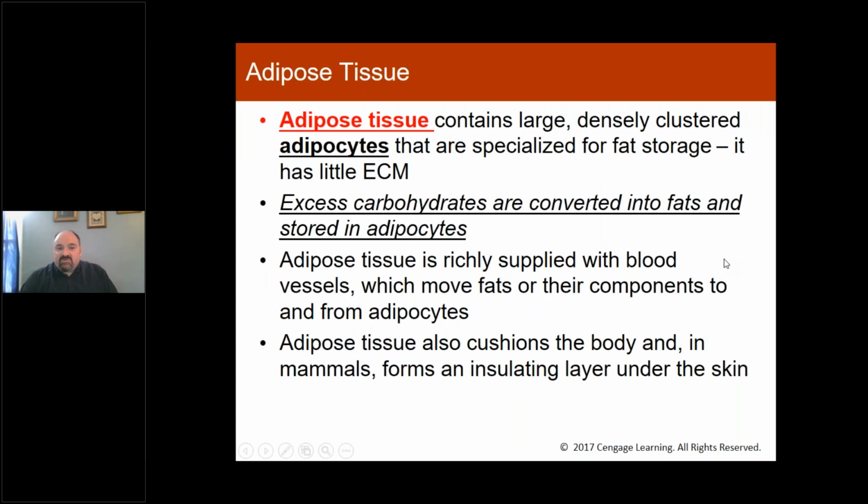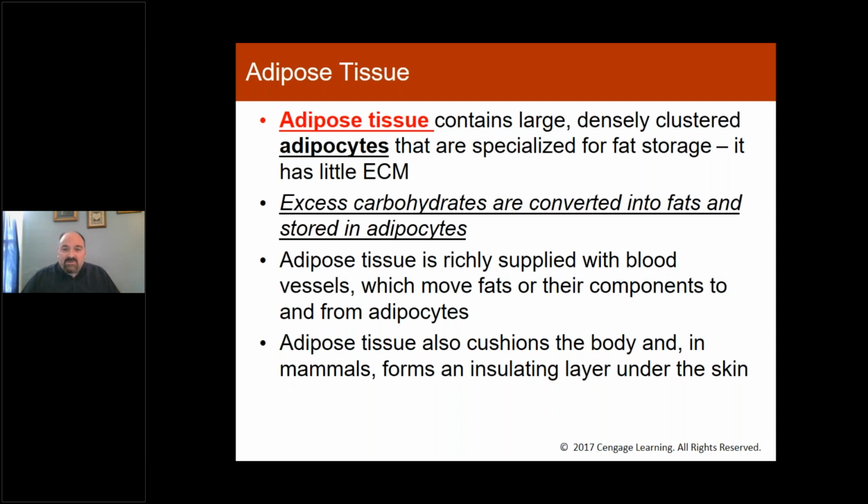So adipose tissue is fat, right? Fat cells are adipocytes. Adipose tissue consists of large, densely clustered adipocytes. It almost looks like soap bubbles when you're looking at it under the microscope for histology. Excess carbohydrates are converted into fats and stored in adipocytes. It's richly supplied with blood vessels, and it cushions the body. Your kidneys actually each have an adipose fat cushion.